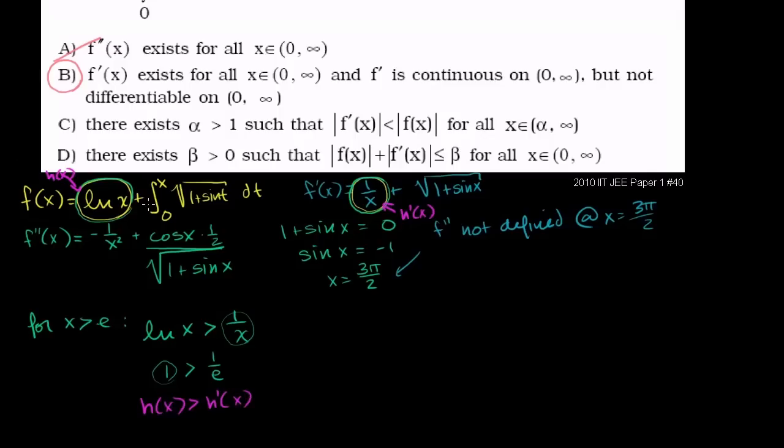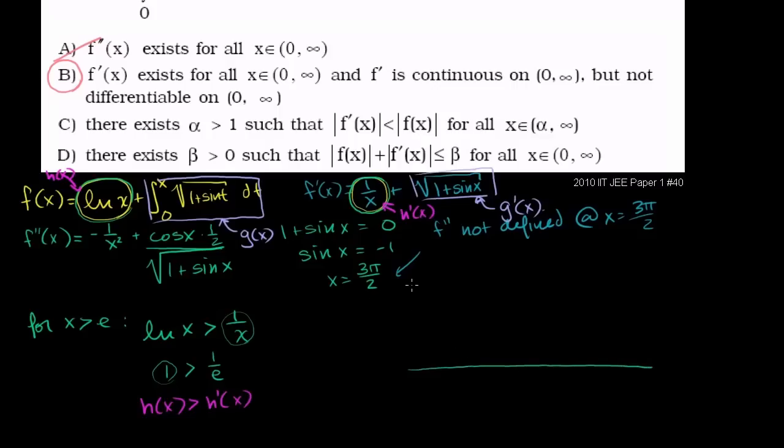Now let me define this over here as g of x. And then this is its derivative, g prime of x. Now, let's just draw g prime of x right over here. It's actually a pretty straightforward graph to draw.